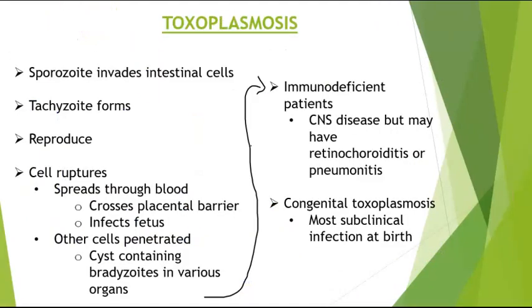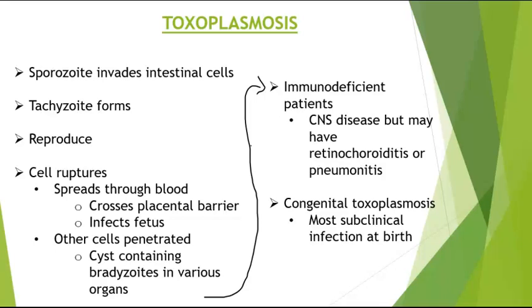This slide is a general overview of toxoplasmosis. So you have the Sporozoa, which is the spore-forming part that invades the intestinal cells. Then you have the tachyzoites that form. This happens in the tissue, and they reproduce asexually, the parasite does. And remember, cells can rupture, and everything spreads throughout the blood, and it can cross the placental barrier to the baby, so it affects the fetus.